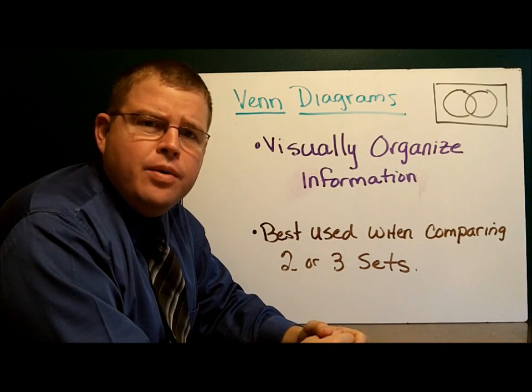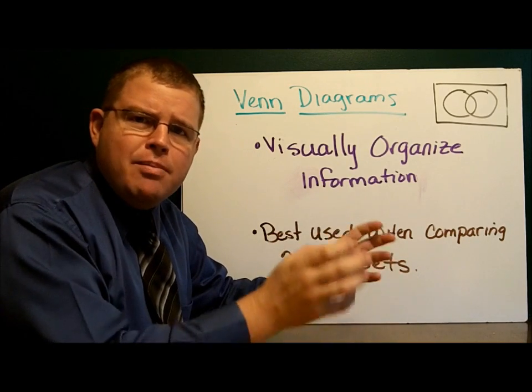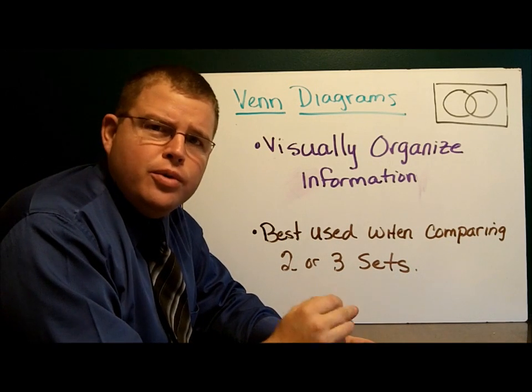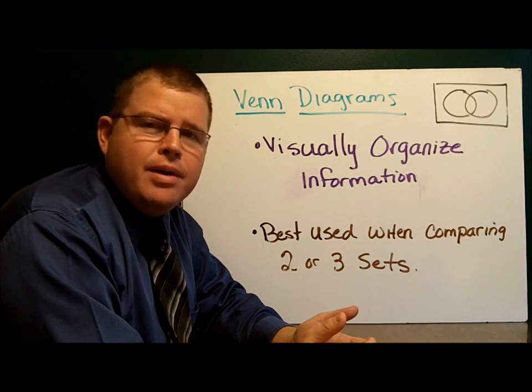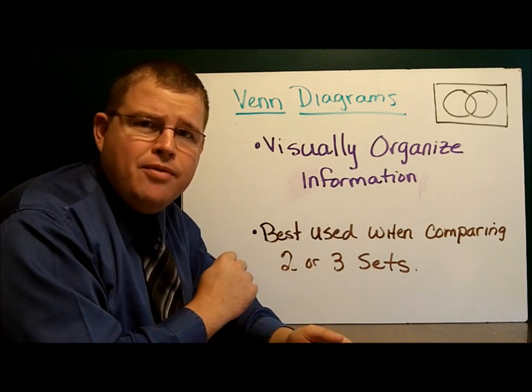It's great to use if you want to compare or contrast, look at the similarities and differences amongst a couple of lists of items. Venn diagrams are great if you have 2 or 3 lists. If you have more than that, it becomes very overwhelming and very difficult to use. Here's an example of a Venn diagram.